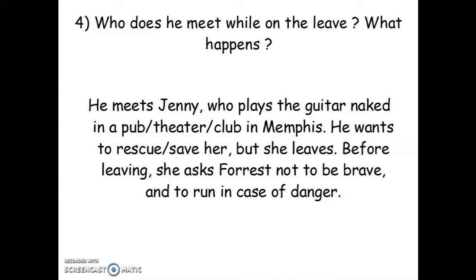He wants to rescue and save her because she's kind of attacked or provoked by some customers from the bar. And she leaves, okay? She doesn't want him to take care of her. And before leaving, Forrest is telling her he needs to go to Vietnam. He's being sent to Vietnam. And she asks Forrest not to be brave. And she gives him one piece of advice: run in case of danger. And then she leaves once more.